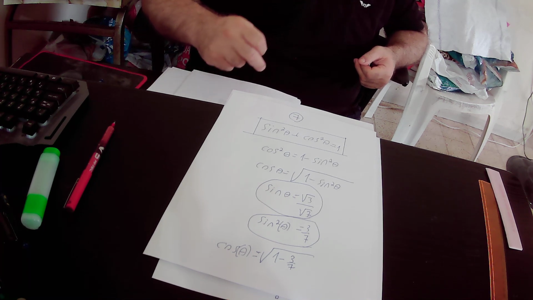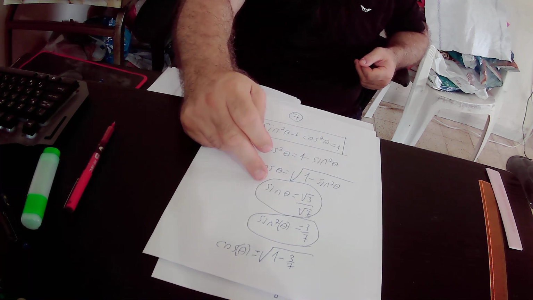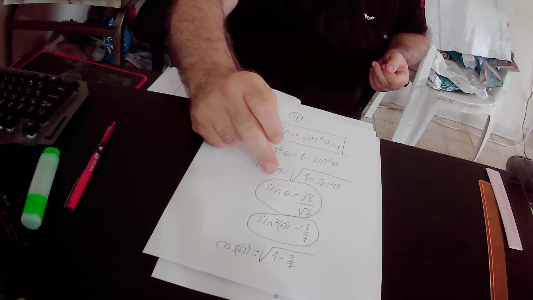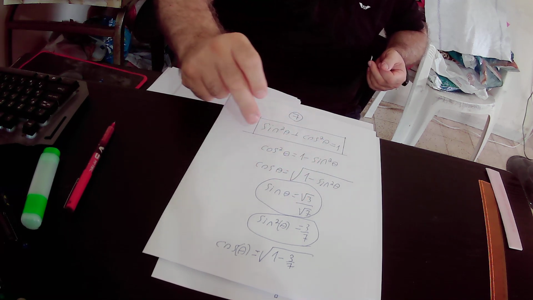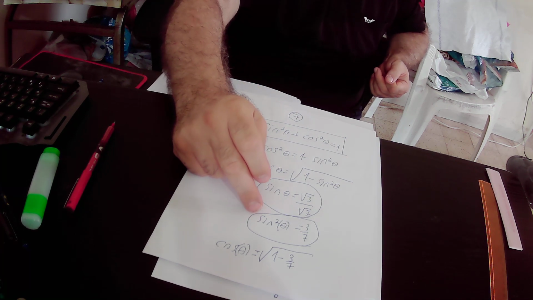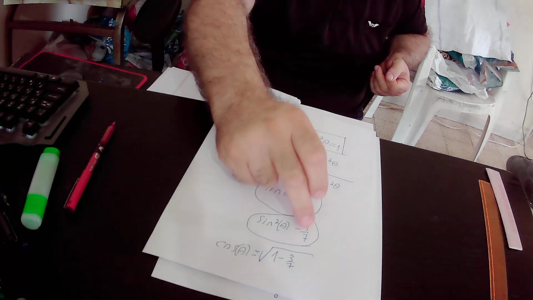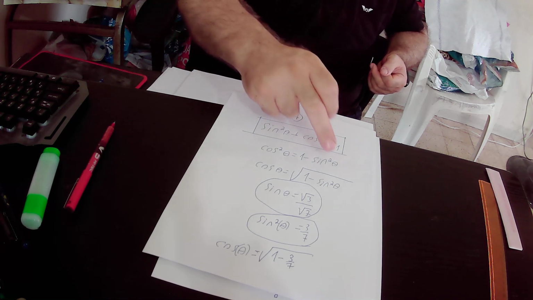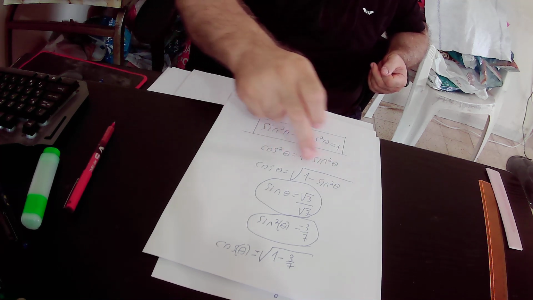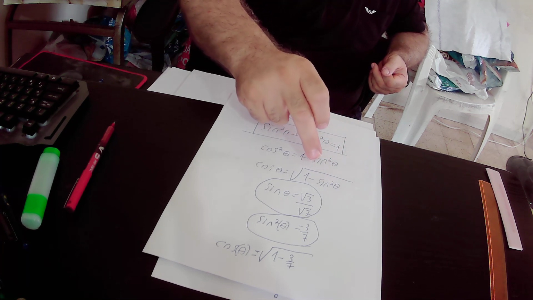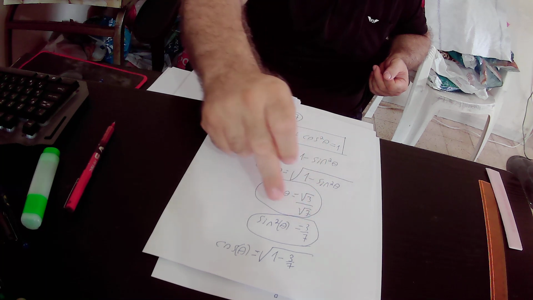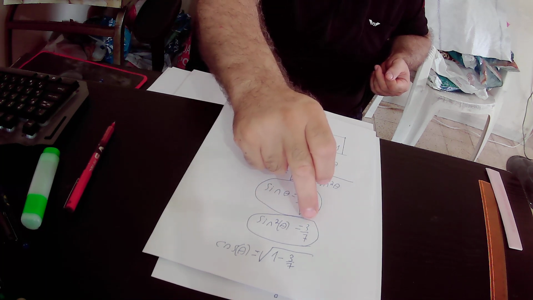But we know that sine theta equals the root of 3 over root of 7. So if sine theta equals the root of 3 over root of 7, then sine theta squared will be equal to 3 over 7. So we can substitute sine theta squared in this equation by 3 over 7.